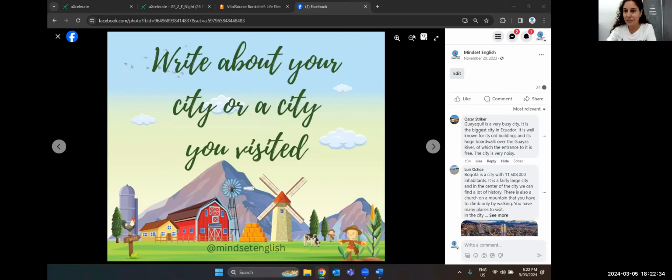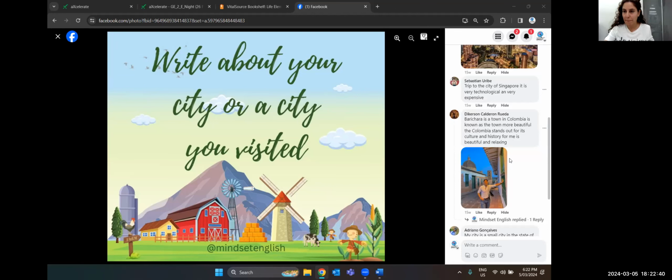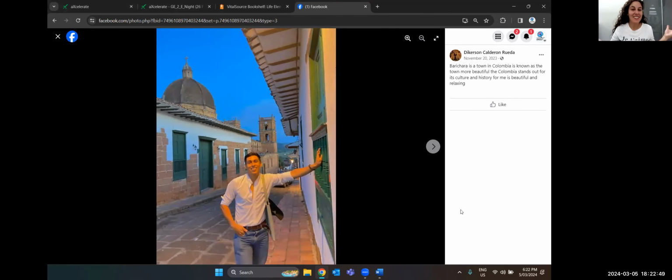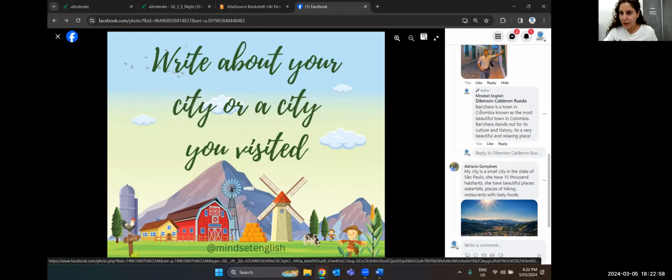I'll show you this one from Dickerson. If you want, add a picture of yourself when you're there. So this is Dickerson, he writes: Barichara is a town in Colombia. Don't forget capital letters for names of places. Known as the most beautiful town in Colombia. Okay, he's using his adjective.